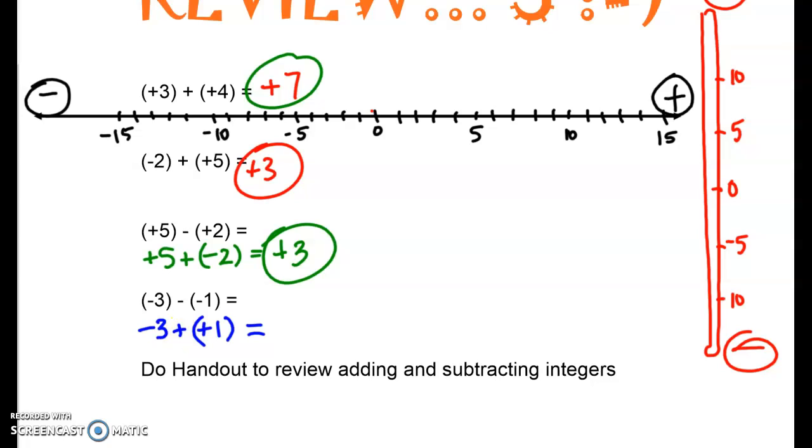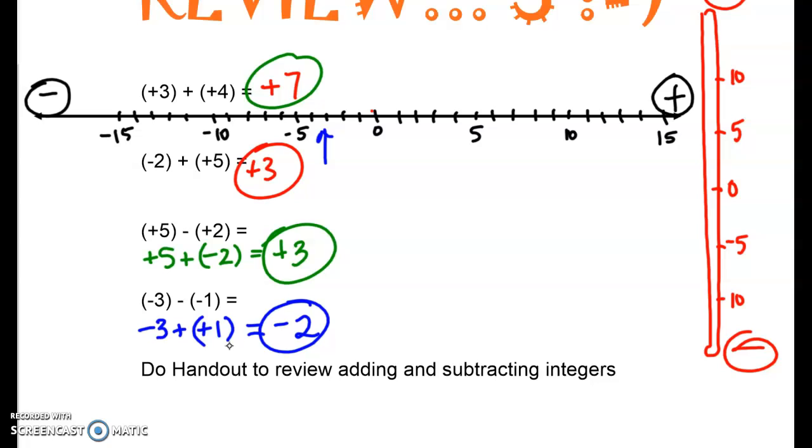Okay, so if we add the opposite then, negative 3, if we look at the number line, or we can consider the thermometer and think that it's negative 3 outside and it gets 1 degree warmer, or one number towards the positive, and our answer will be negative 2.